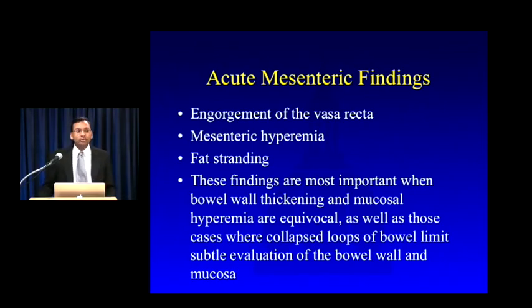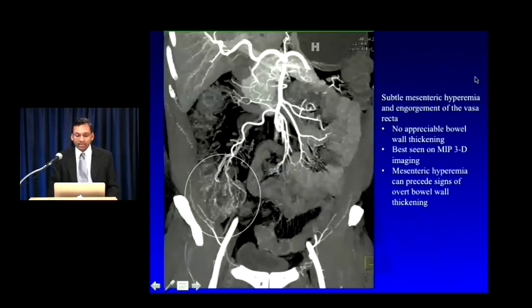And it's also worth noting that these mesenteric findings can be very important in those cases where your enterography study was suboptimal, you didn't get great distension, and you end up with a bunch of collapsed bowel loops where it's much more difficult to evaluate mucosal enhancement or bowel wall enhancement.